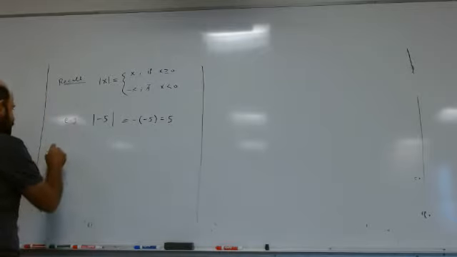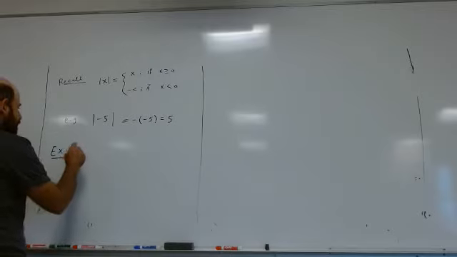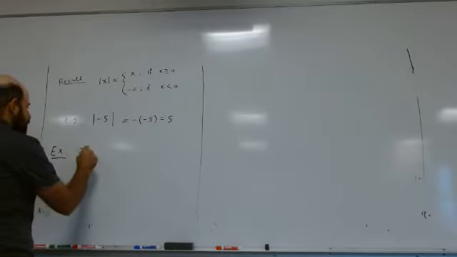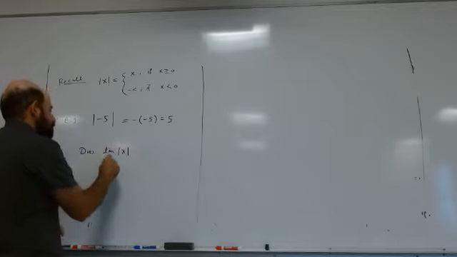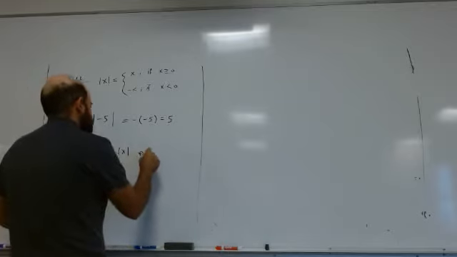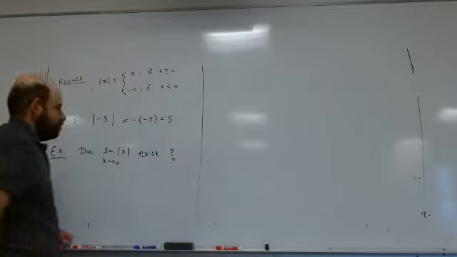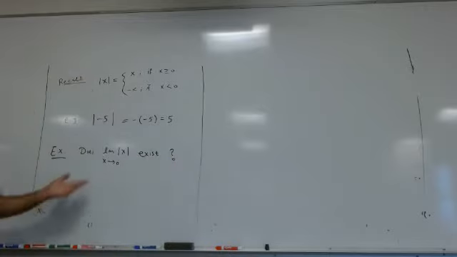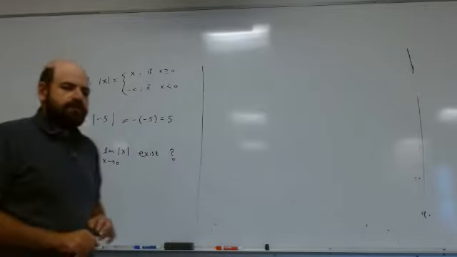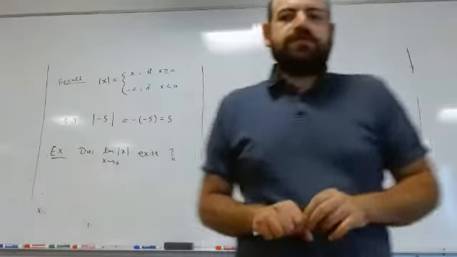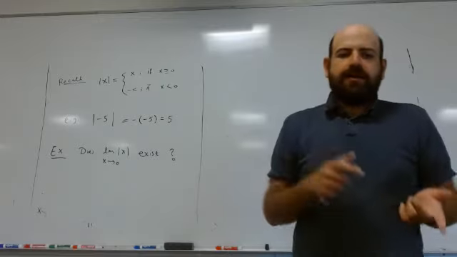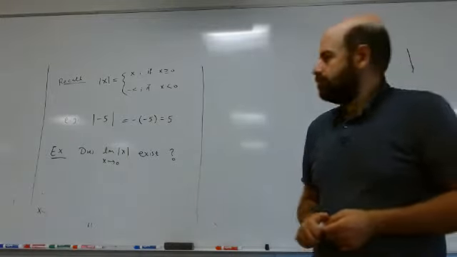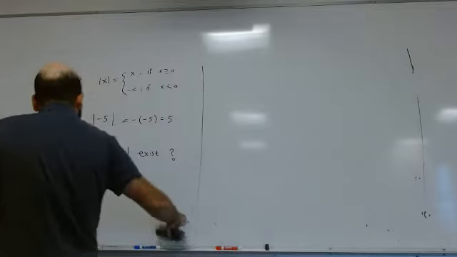So now the example I want to discuss about the limit is: does the limit of absolute value x as x approaches 0 exist? How can we answer this question based on what we said so far? To check whether some limit exists or not, we have to check the right limit and the left limit. So let's do that.